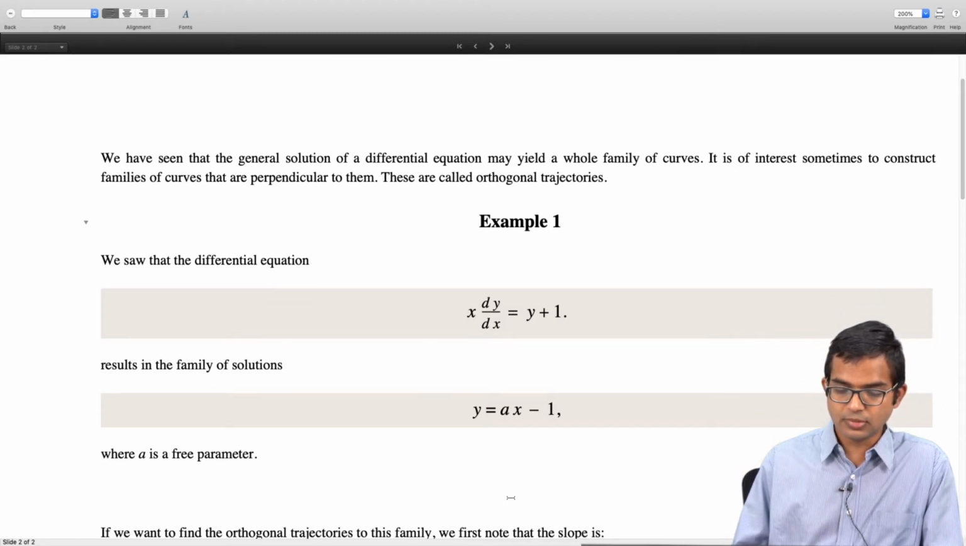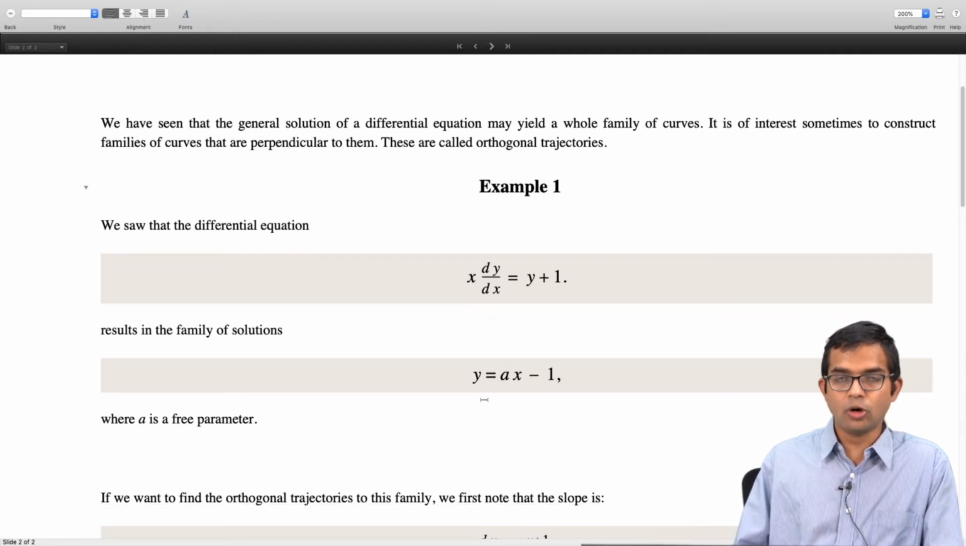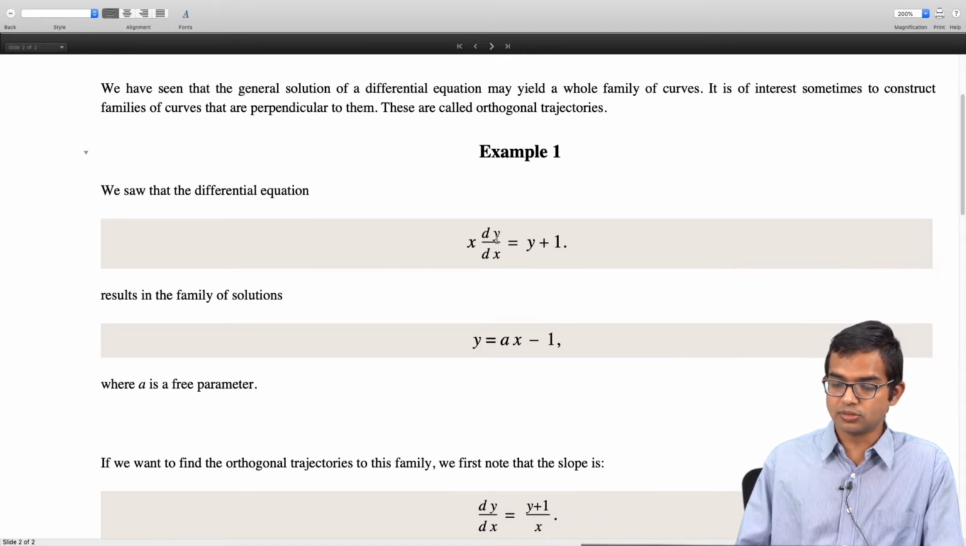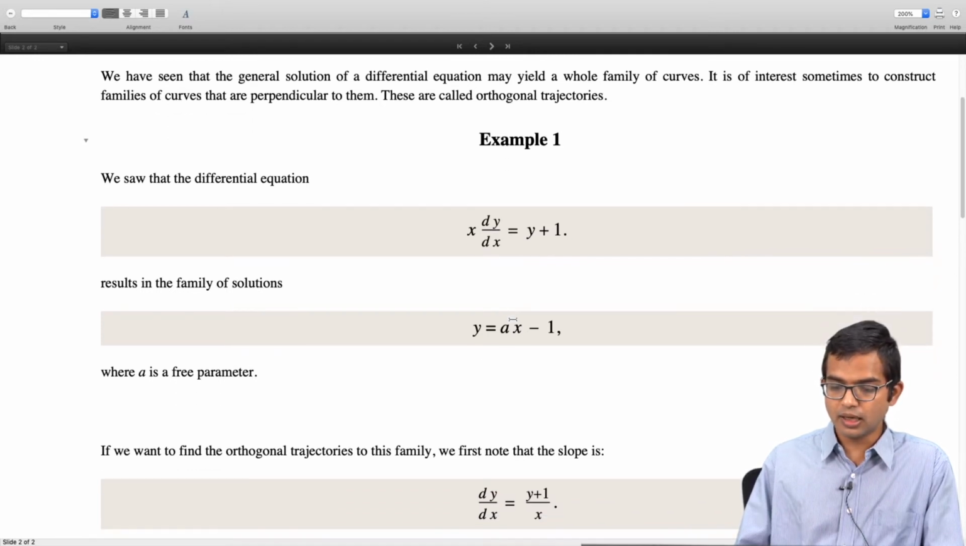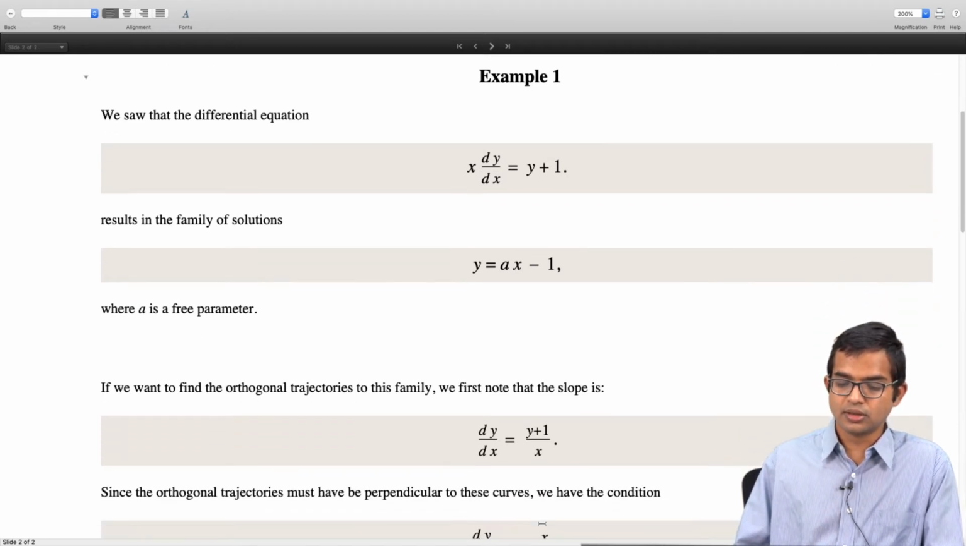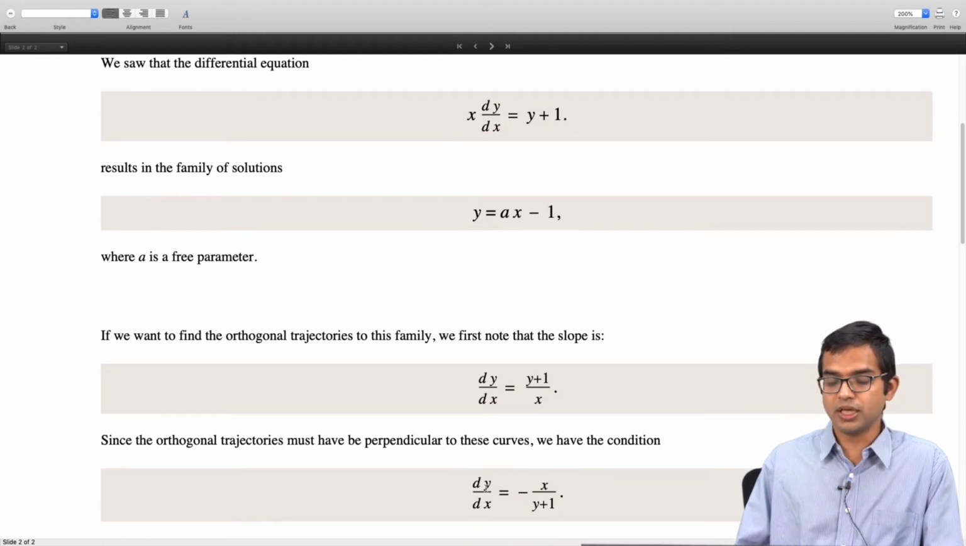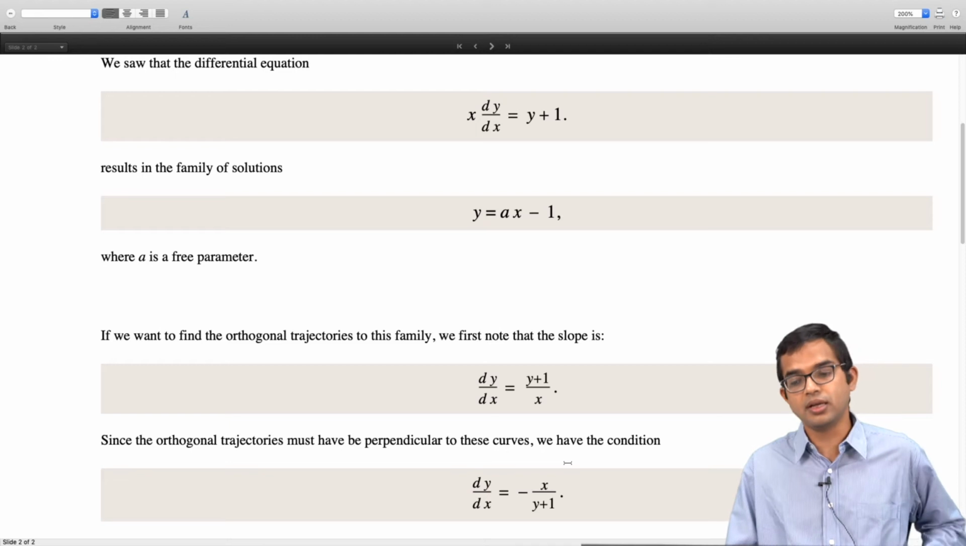Now if we want to find a family of curves which are orthogonal to all these straight lines, we would note that the slope of this orthogonal family, dy by dx, should be equal to minus 1 over the slope of the first family. But for the first family we already know what the slope is. It's dy by dx is equal to y plus 1 over x. It's given to us. But if we want to find orthogonal trajectories, their slope must be dy by dx equal to minus x divided by y plus 1, right?